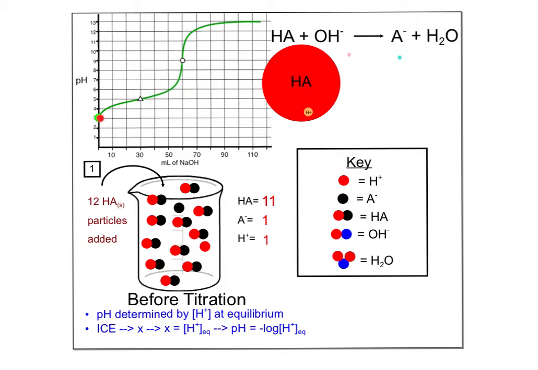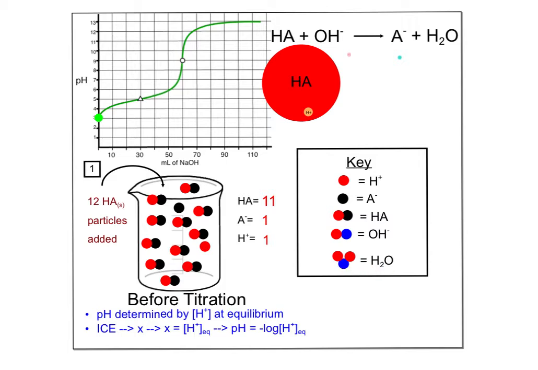So at the very beginning, when there is no NaOH added, all we have is a bunch of this HA, this weak acid. So let's say that I'm starting with 12 particles of solid HA, and we're going to just dissolve it in a certain amount of water. So this is now aqueous, it's dissolved in water. I'm not going to show that extra water. I'm only going to show the water we make.